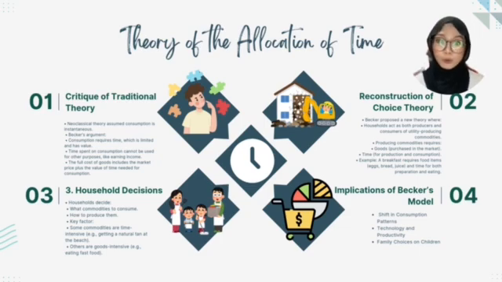Number 3, household decisions. Households make decisions on what commodities to consume and how to produce them, with a key factor being that some commodities are time-intensive while others are goods-intensive, depending on whether they require more time or goods to acquire. Number 4, implications of Becker's model. A shift in consumption patterns. Number 2, technology and productivity. And number 3 is family choices on children.